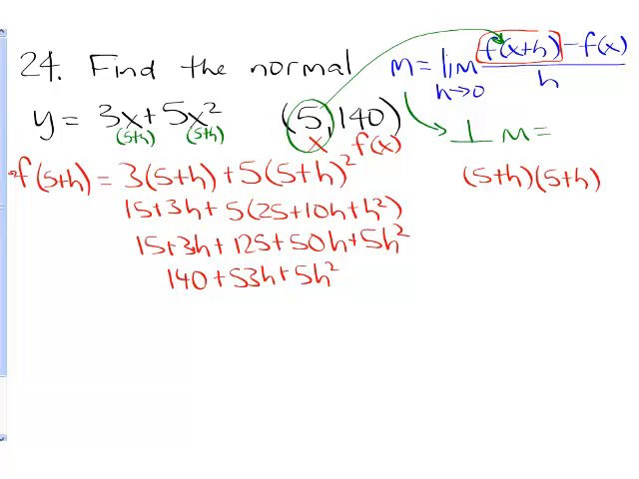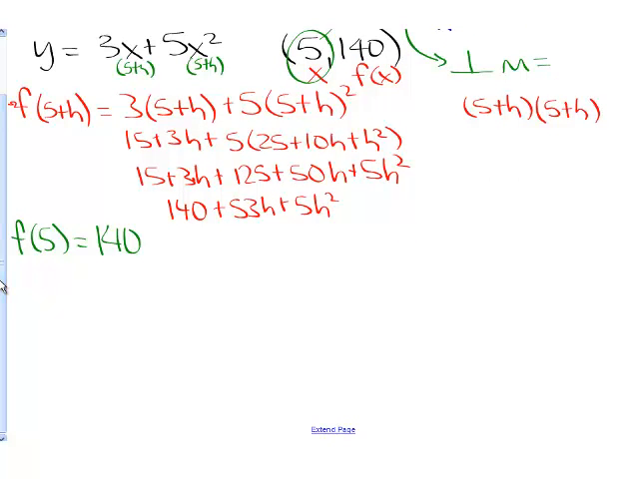The other part that I need is f of x. And in this case, x is 5, and f of 5 is the y coordinate, right? So what is our y coordinate? 140. So we know that guy. And now we can do our whole limit process rule stuff. Okay, so we're going to do red equation minus green equation all over h.